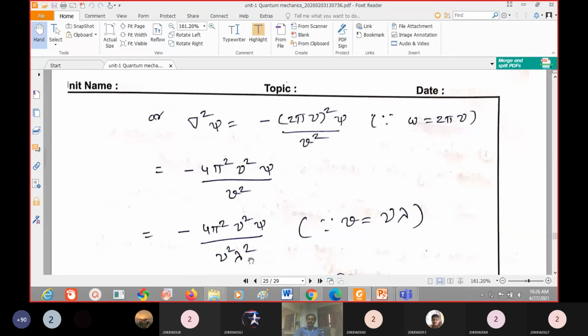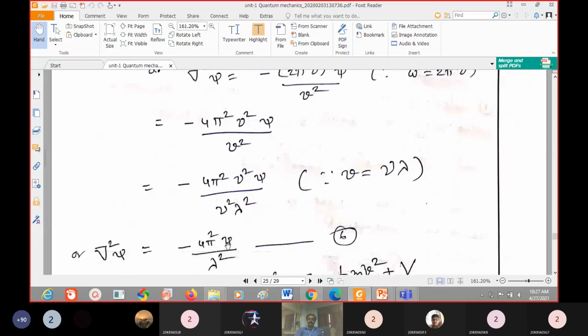Okay, so nu square lambda square, instead of v I am substituting nu lambda. So finally it will become nu square lambda square. Here nu square gets cancelled. So the final equation is: minus 4 pi square by lambda square, so del square psi is equal to minus 4 pi square by lambda square into psi.